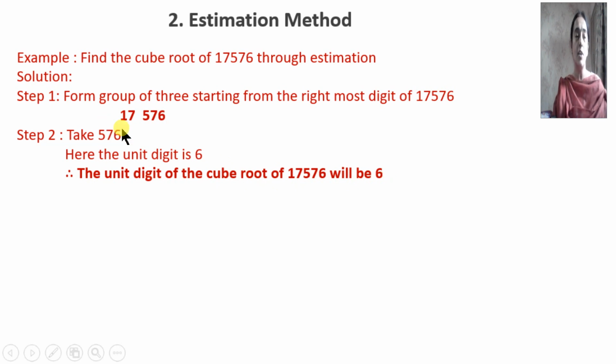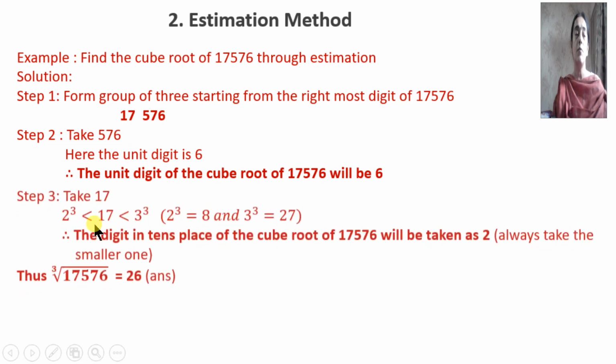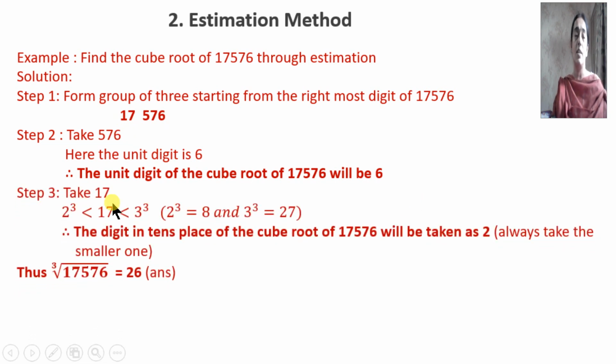In that you will take the first group, 17. Now this 17 is a number between the cube of 2 and the cube of 3. You know 2 cube is 8 and 3 cube is 27. So this 17 comes between 8 and 27. So step 3, take 17. Now 17 is greater than 2 cube and less than 3 cube. Why? Because 2 cube is 8 and 3 cube is 27.